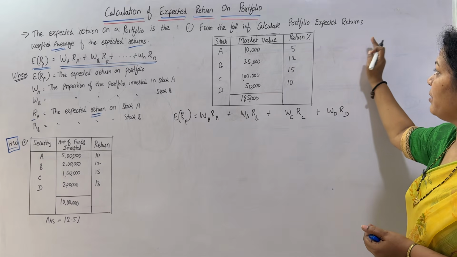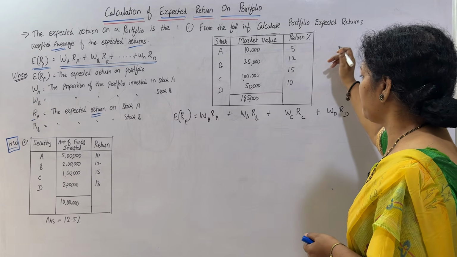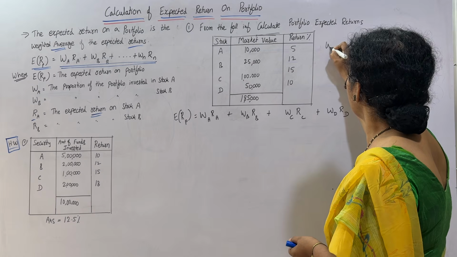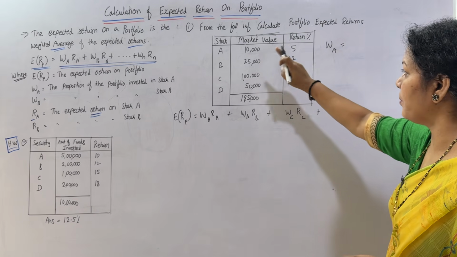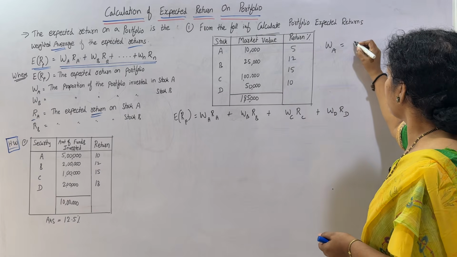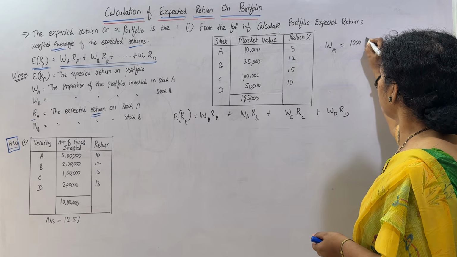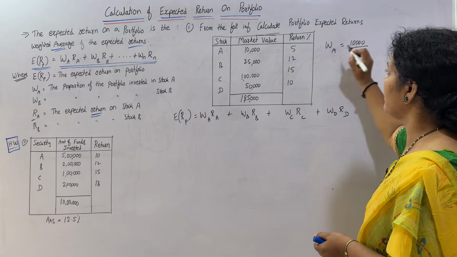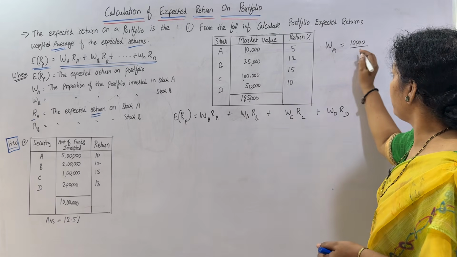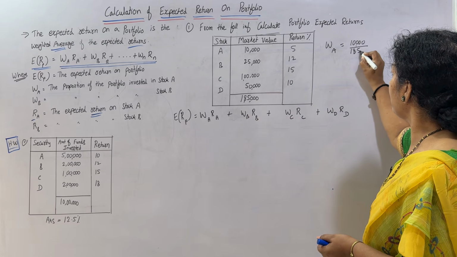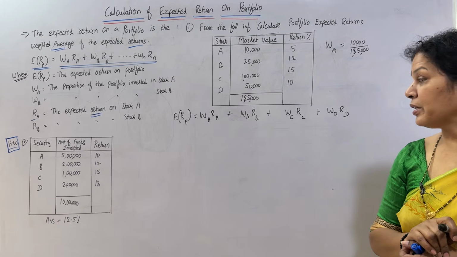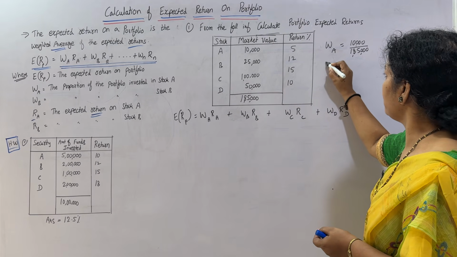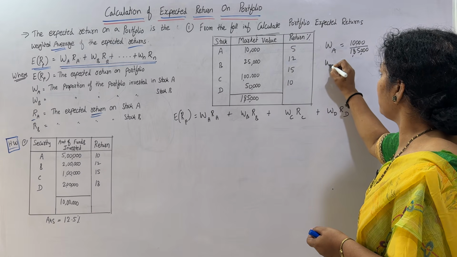Calculation, shall I use this place? So calculation, what do we need? WA. WA is equal to, how much you have invested for A project? 10,000 out of 1,85,000, means we are taking the weighted average. 10,000 divided by 1,85,000, you will get some weighted average for market value of stock A.